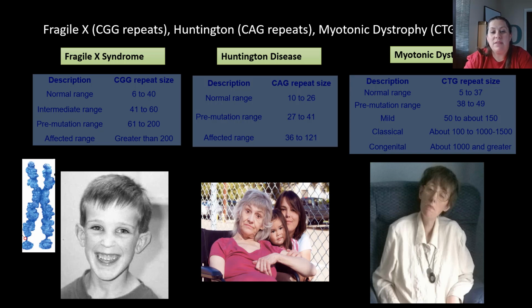Some examples of these repeated sets are going to be Fragile X, or what they call the CGG repeat. So Fragile X syndrome. Huntington's disease is a CAG repeat, where it repeats over and over and over again. And then myotonic dystrophy, or CTG, is also going to be a type of mutation.